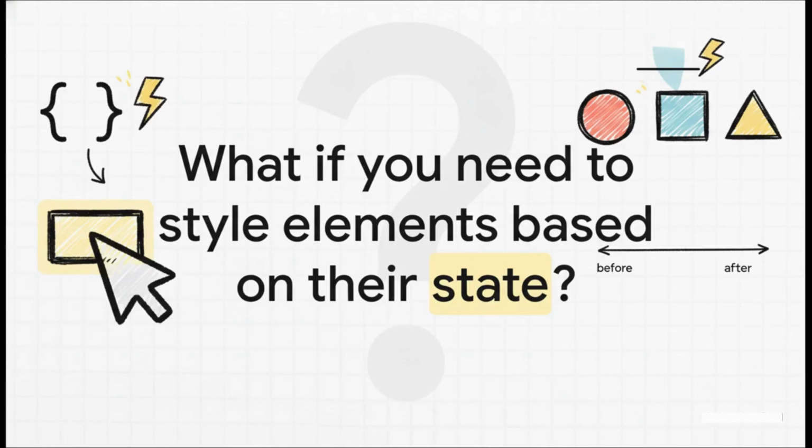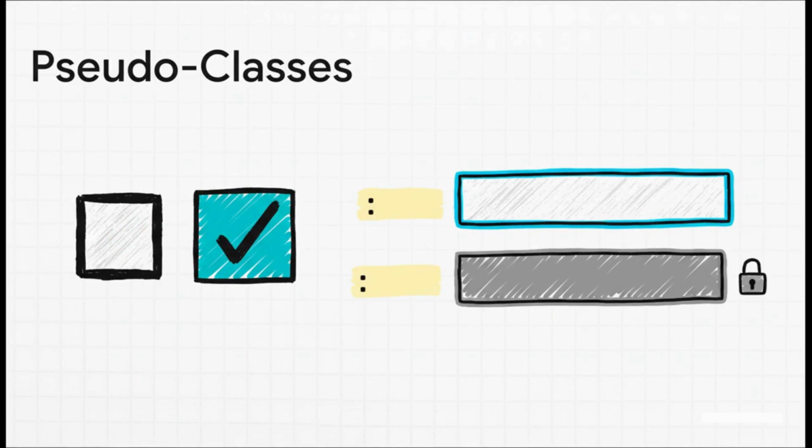Okay, so targeting attributes is cool, but what about things that change? What about an element's state? How do you style a checkbox only when it's, well, checked, or an input field that's been disabled? For that, we need to go a level deeper. And the answer is pseudo-classes.